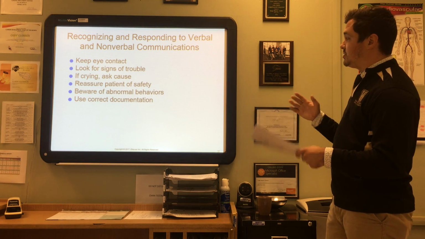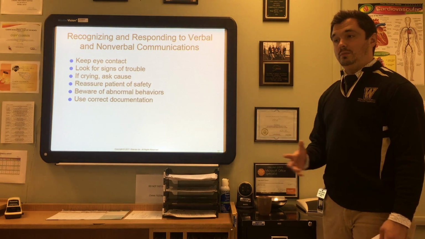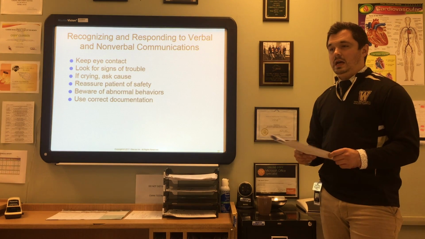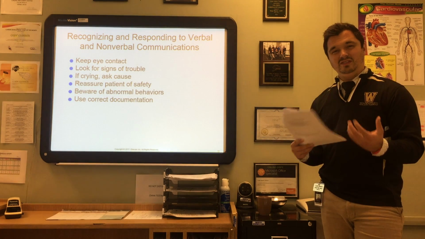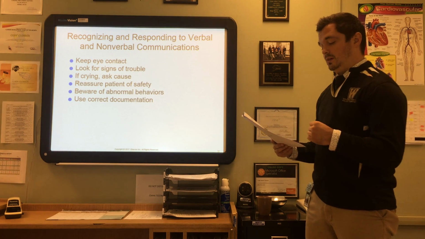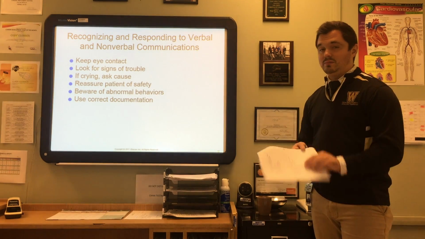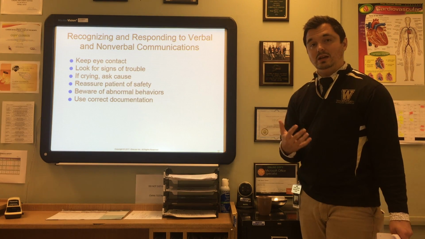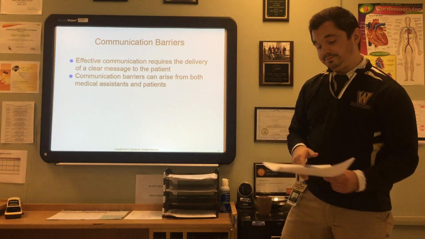Then you need to reassure patients of safety. Let them know that they're safe here, and that you can talk and let me know what's going on and go from there. And be aware of abnormal behaviors. Know the patient, and if it seems out of the ordinary, let the doctor know. And always use correct documentation. Observations that you make must not be mistaken for diagnosis. So you don't diagnose people, just observe and see their body language, and it all helps play in to come up with a diagnosis down the road.